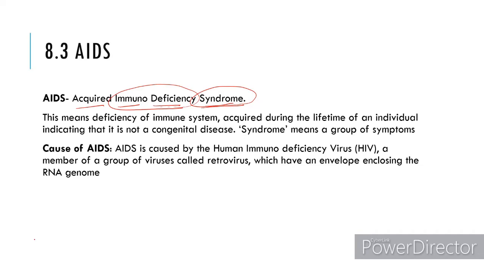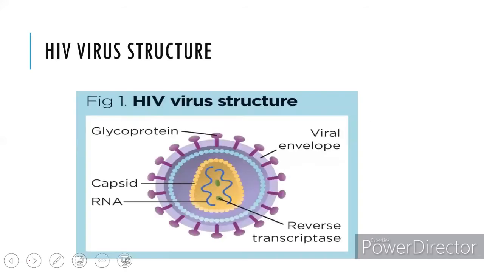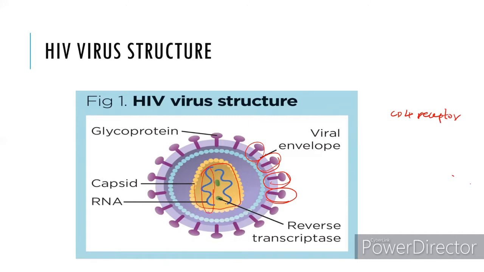So, cause of AIDS. AIDS is caused by the human immunodeficiency virus. Let's look into the structure of the virus. It is round in structure and it has glycoprotein spikes on its surface. These spikes will only bind to the CD4 receptor. It has a capsid, and then there are two RNA genomes, single-stranded RNA, and they have some viral proteins and an enzyme called reverse transcriptase.